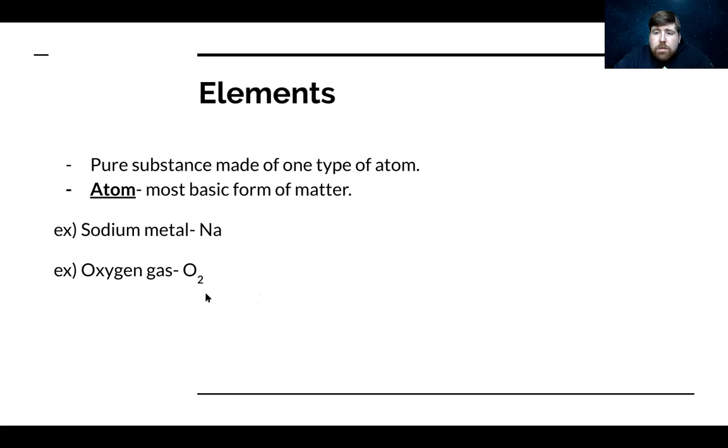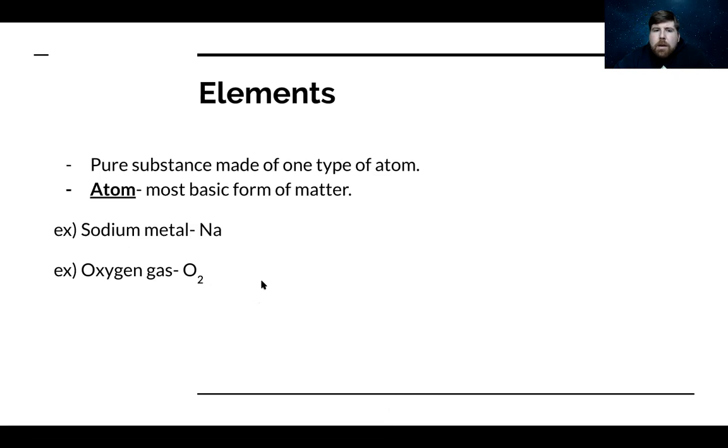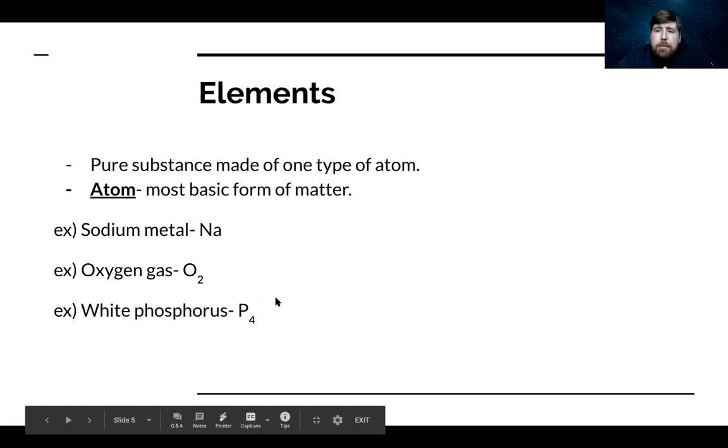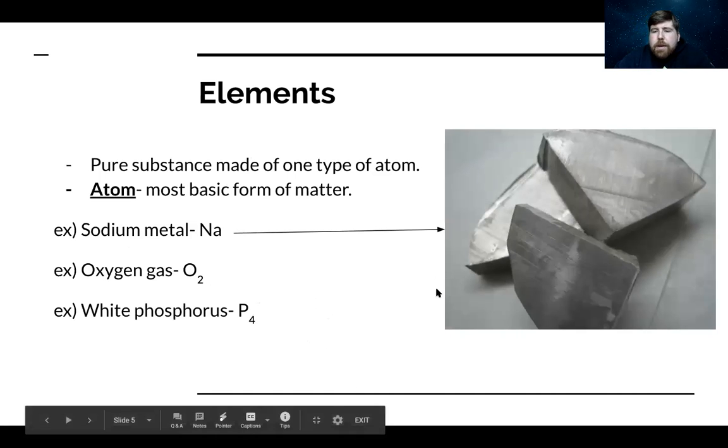Now, O2 is a molecule. It contains an oxygen atom bonded to another oxygen atom. But in terms of its definition or chemical makeup, because it's made of one type of atom, the oxygen atom, it's just going to be an element. And another example of this would be white phosphorus, one of the allotropes of phosphorus. White phosphorus is 4 phosphorus atoms chemically bonded to itself. Here is a lovely picture of sodium metal.